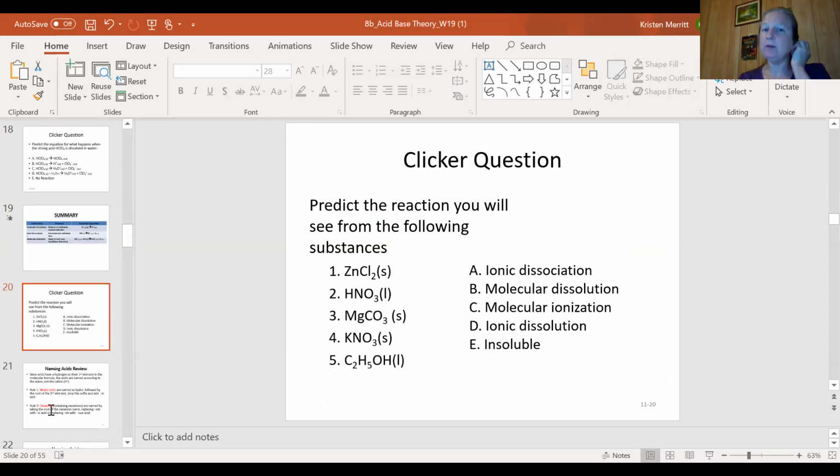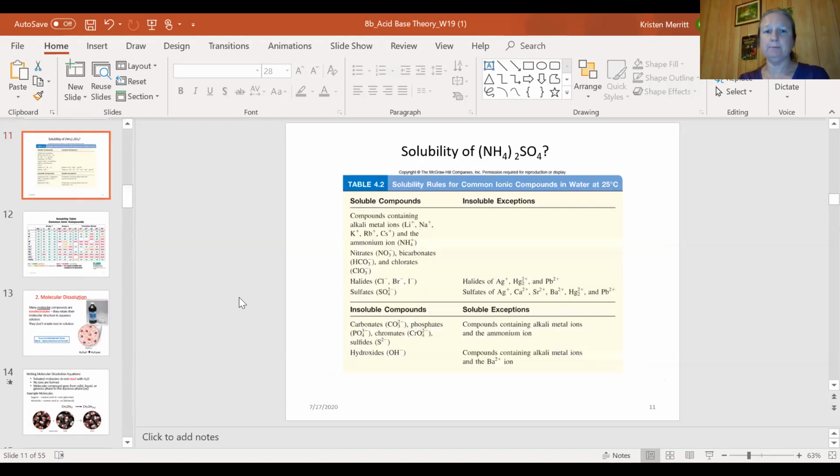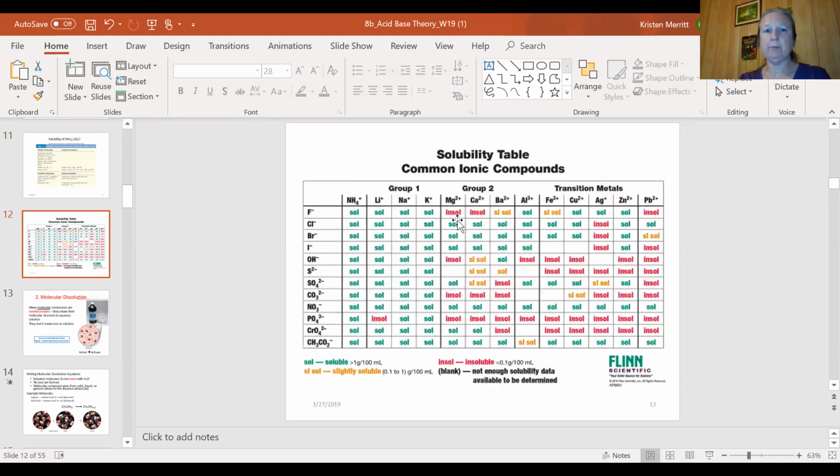The next one on here is HNO3. That's nitric acid, or hydrogen nitrate, but it's going to make nitric acid. It's got an H in front, and you will learn these when we go to the acid-base chemistry. So that is soluble. Magnesium carbonate. Well, if we go back to the rules, we'll see that most carbonates are not soluble. They're down here at insoluble. And let's double check the table. Here's magnesium, and we go down to carbonate right here, and there's the red, insoluble. So that one is insoluble.